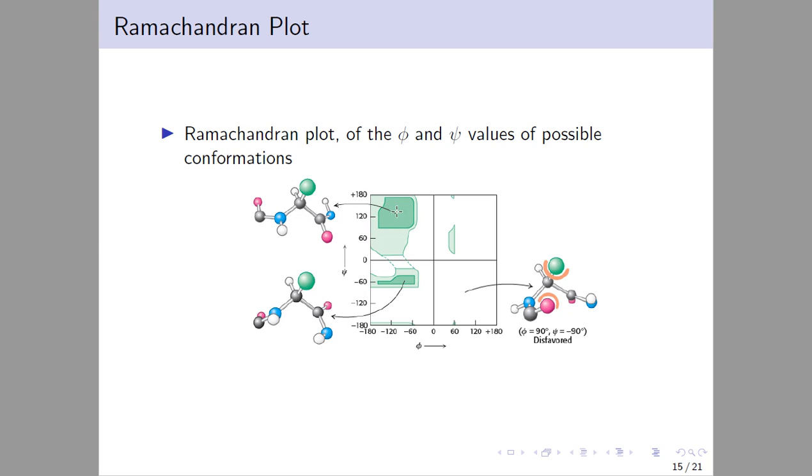So if there are 100 of these identical molecules, most of them will be, let's say, 70% will be here, and let's say 30% in this conformation. Okay, so from that energy plot, we can see the distribution of the configuration.